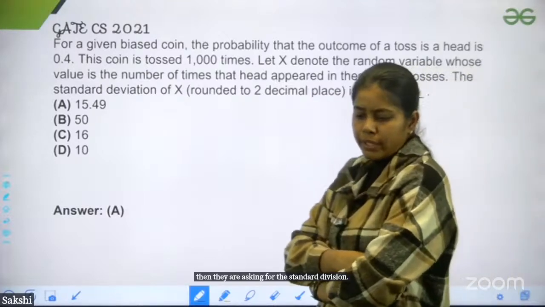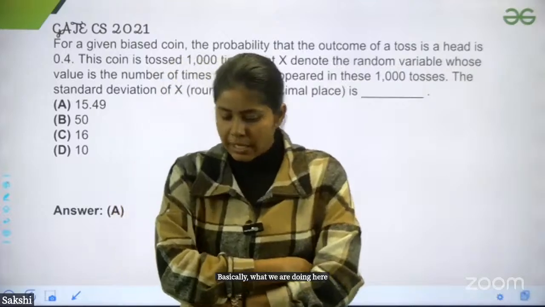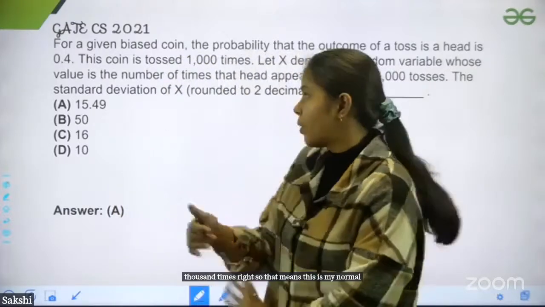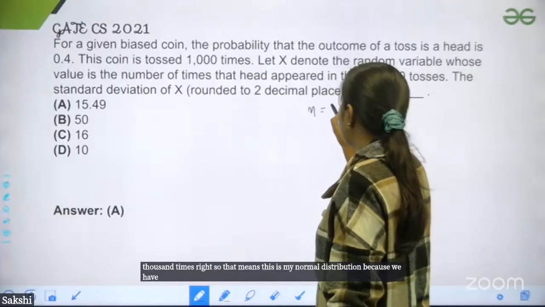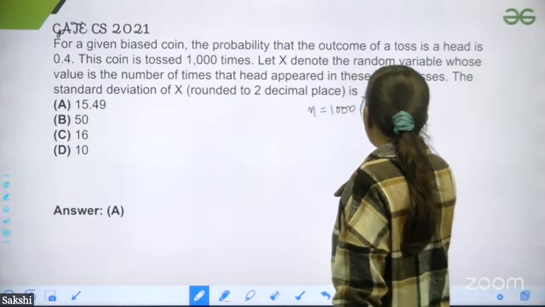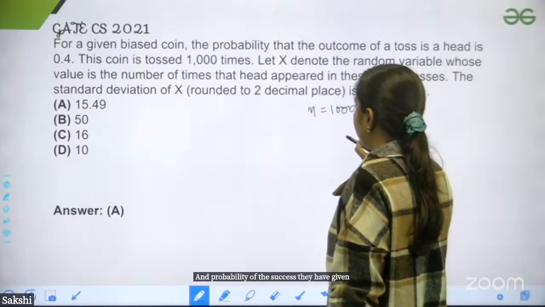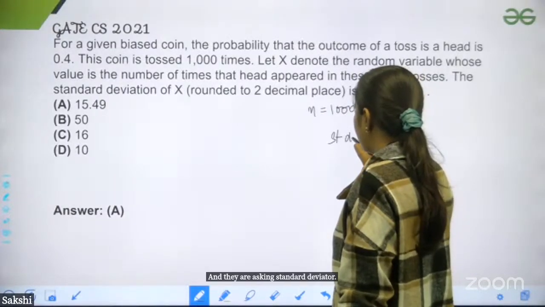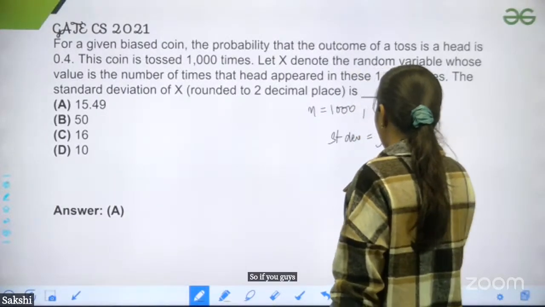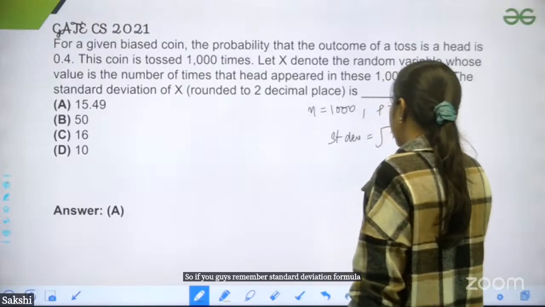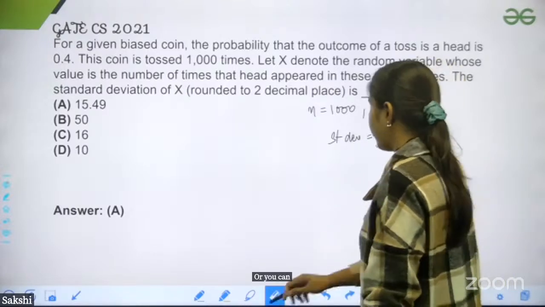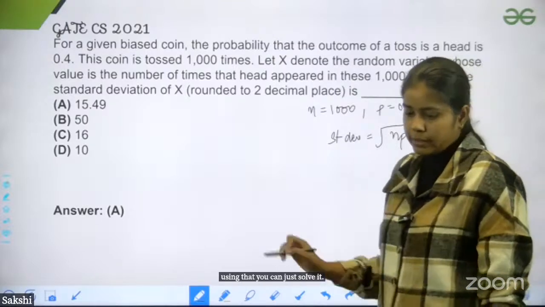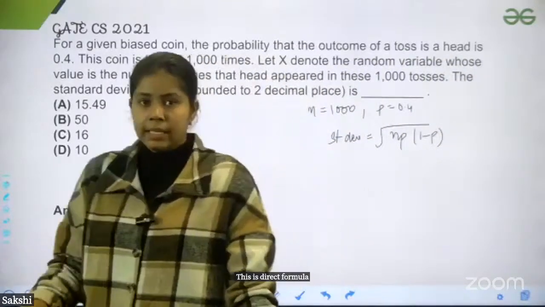Basically, what we are doing here, we are tossing the coin 1,000 times. So that means this is binomial distribution, because we have n equals 1,000, and the probability of a success they have given to us is 0.4, and they are asking standard deviation. So if you guys remember, the variance formula in this case is npq, or you can say np into 1 minus p. So using that, you can just solve it. This is the direct formula they have asked in GATE computer science.